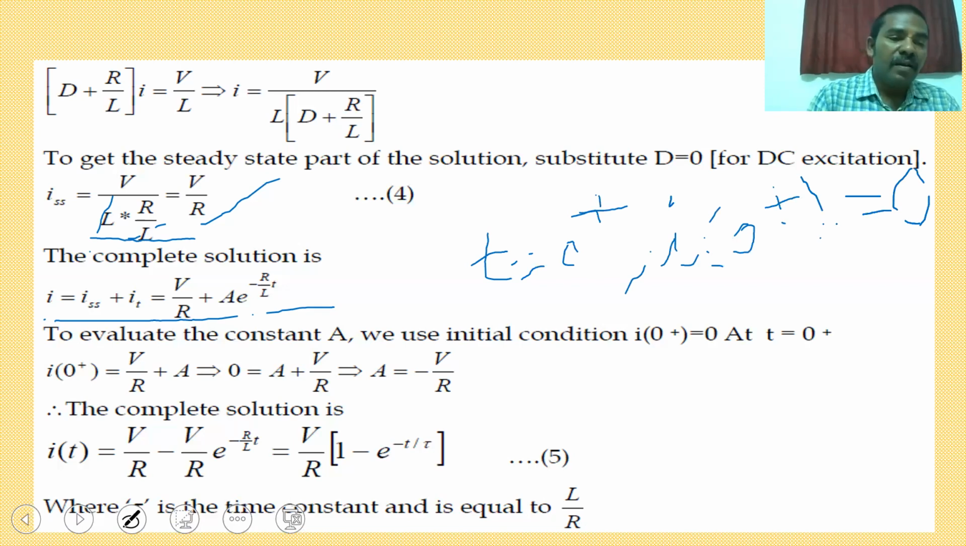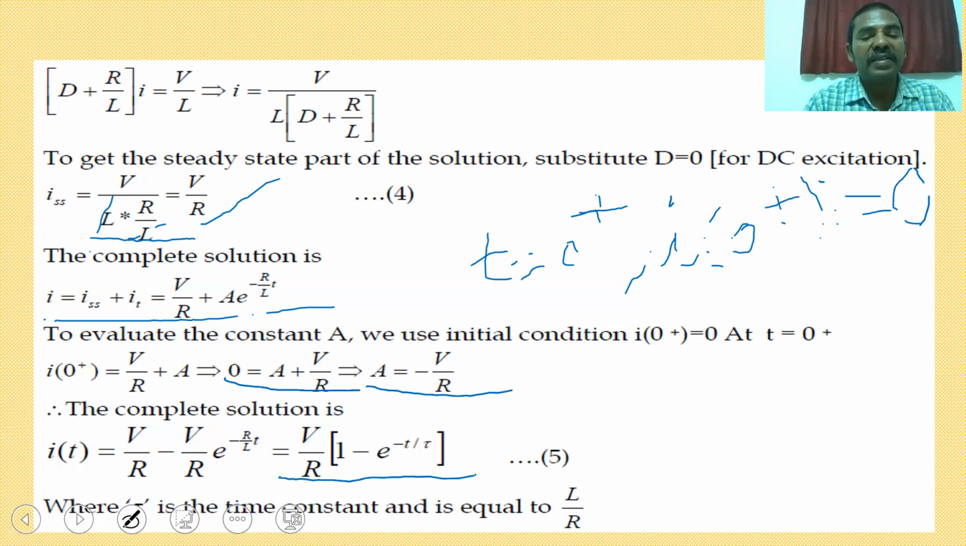From that we substitute I of 0 plus is equal to V by R plus A, e power 0 is 1, so A only. That implies 0 is equal to A plus V by R, or A is equal to minus V by R. Therefore, substituting in the complete solution, I of t is equal to V by R minus V by R e power minus t by tau, or you can write it as V by R into 1 minus e power minus t by tau.